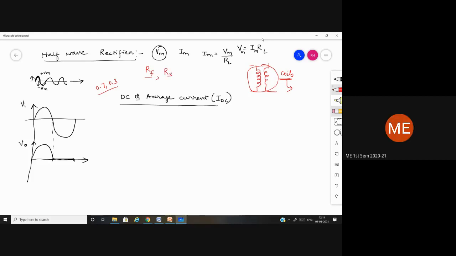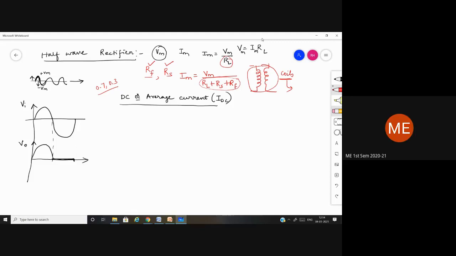That resistance is Rs. When current flows in the circuit, it has to overcome the forward resistance, the resistance of these coils, and also the load resistance. So my equation now becomes Im is equal to Vm by the total resistance in the circuit, RL plus RS plus RF. All of you understood how we got this equation, why we write it as RL plus RS plus RF?